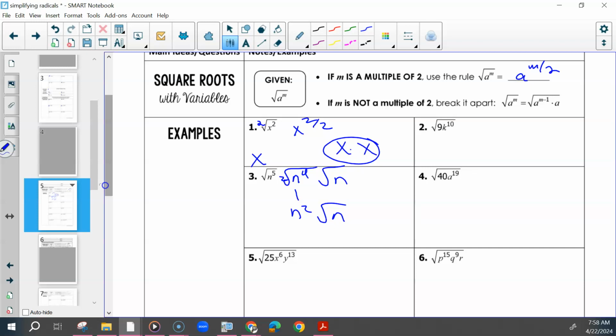Or if you expanded it, I know that would be 5 n's. I have 2 pairs. The 2 pairs would come out, and 1 would stay inside, and then you would just simplify this. So you could do it either way. Questions so far on that before we go back and do 2?